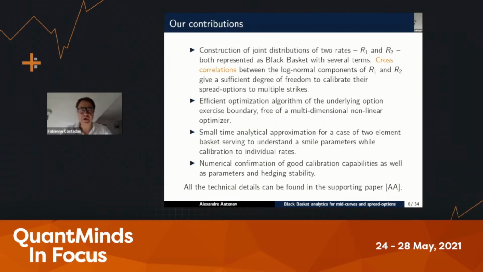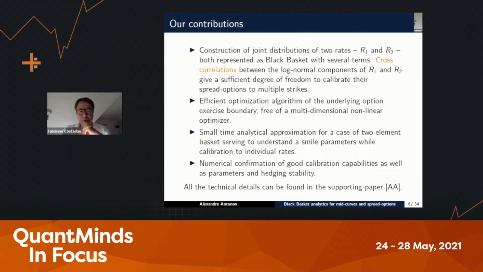Let's mention our contribution to this research. The first one is the construction of the joint distribution of two rates, R1 and R2, both represented as a Black basket with several terms. Cross correlation between these log-normal components gives a sufficient degree of freedom to calibrate their spread option to multiple strikes. The second is an efficient optimization algorithm for the underlying option exercise boundary, so we are free of a multidimensional linear solver. We have done a couple of tricks to calculate the option price very rapidly.